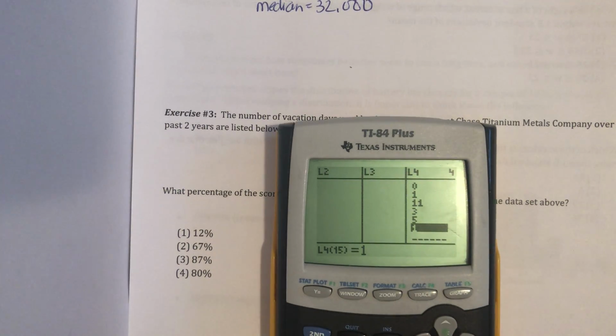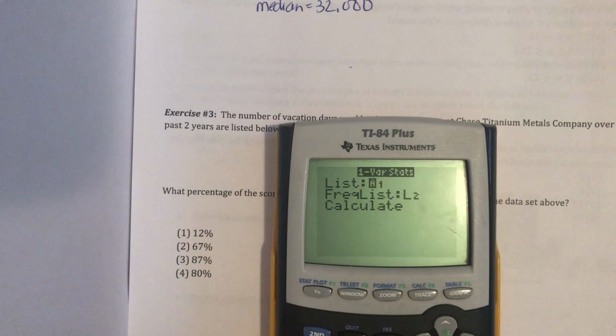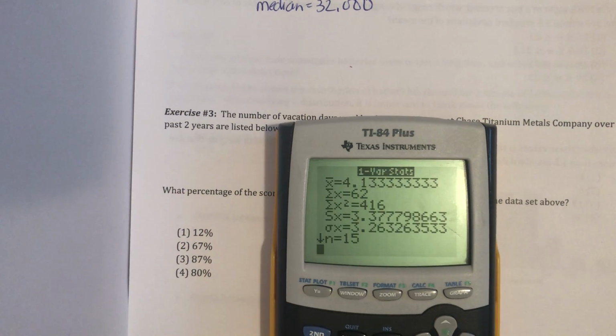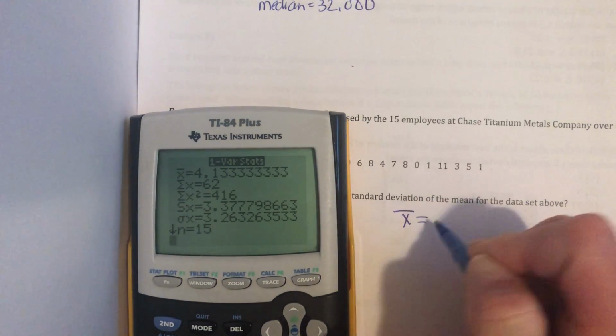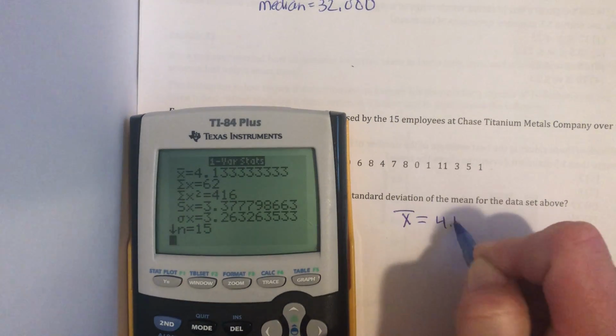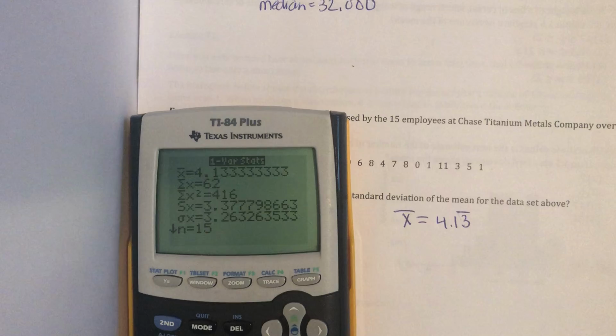So stat, over to calc. I've got it in list 4, so I've got to remember to use list 4. Don't want to make a mistake like I did last time. Clear out the frequency list because I didn't make a frequency list. Okay, so we've got the average, or the mean. Remember, the mean, the average, X bar, those are all the same number. There's only a bar over the 3. Only the 3 is repeating, only the 3 gets a bar.